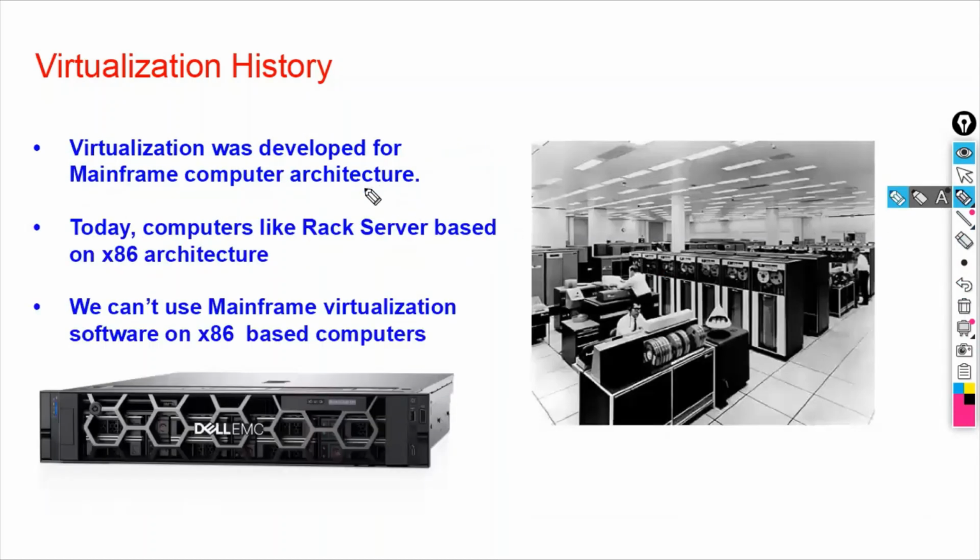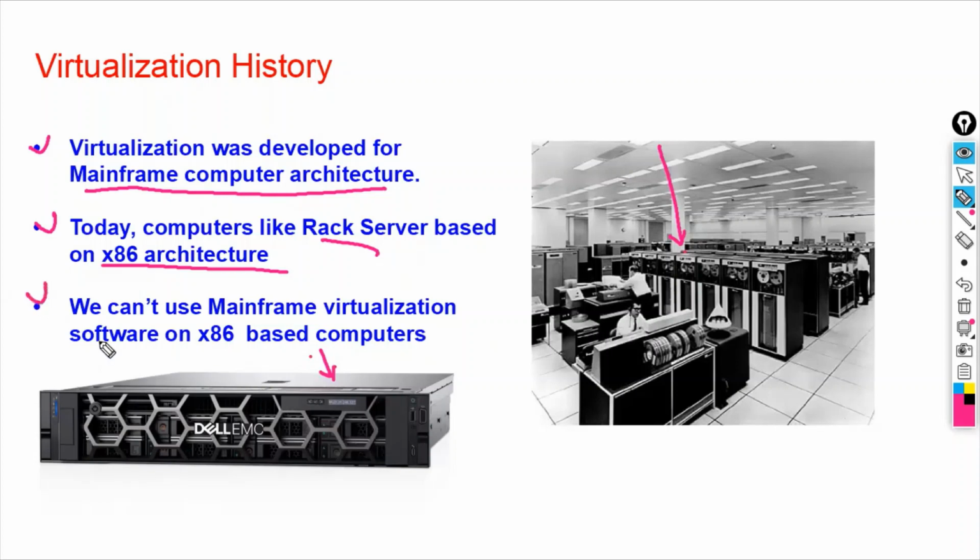So let us try to understand the reason. Virtualization was developed for mainframe computer architecture. Today, computers like rack server, this is the rack server, and it is based on x86 architecture. So the architecture of mainframe computer and rack server is different. We can't use the mainframe virtualization software on x86 based computers, because the architecture is different, so we can't use the mainframe softwares to virtualize the rack servers.